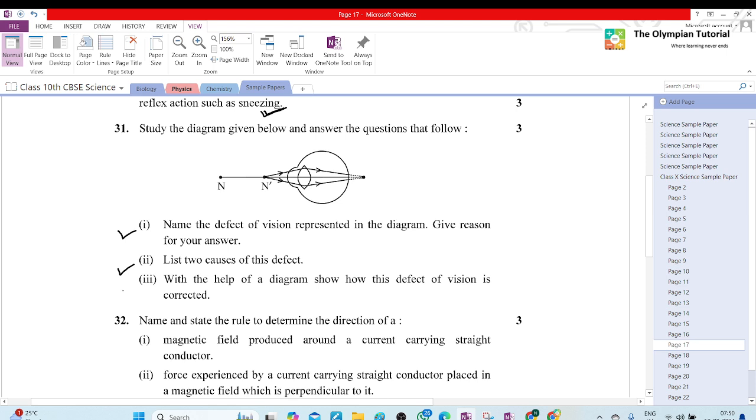Ma'am, the defective vision represented is myopia. No, the image is formed here, behind the retina, so it's hypermetropia, also known as long-sightedness.